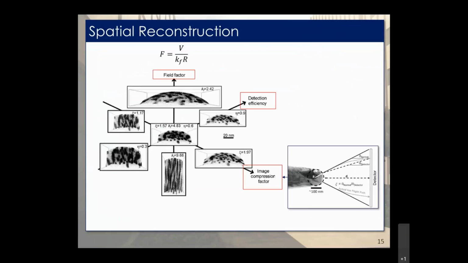Now, I'd like to show a figure that shows basically how the reconstructions can vary if we start playing around with some of the different input factors. What we see in the center is a well-made reconstruction with the input parameters that would build a good reconstruction. But for the sake of demonstration, three of these factors, the detection efficiency, the field factor, and the image compression factor, are changed. And we can see the effect of that on the reconstruction.